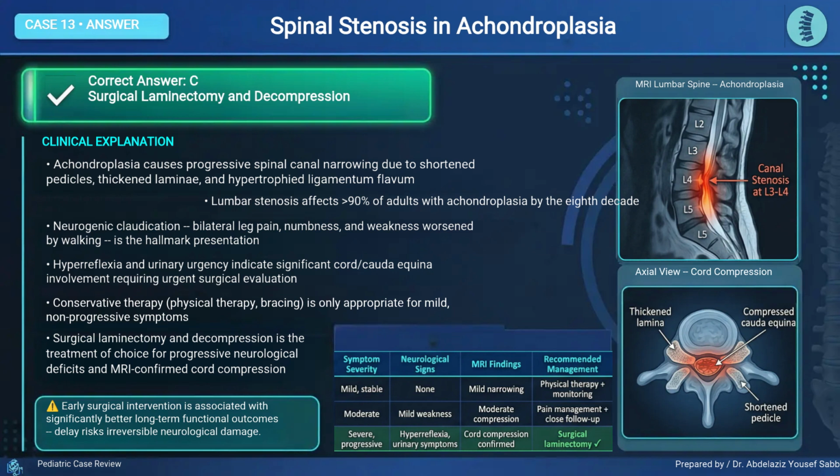Conservative therapy such as physical therapy and bracing is only appropriate for mild, non-progressive symptoms. Surgical laminectomy and decompression is the treatment of choice for progressive neurological deficits and magnetic resonance imaging confirmed cord compression. Early surgical intervention is associated with significantly better long-term functional outcomes. Delay risks irreversible neurological damage, making timely surgical referral essential in this clinical scenario.